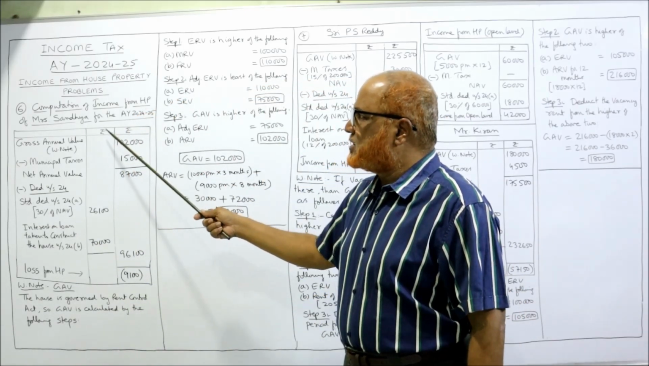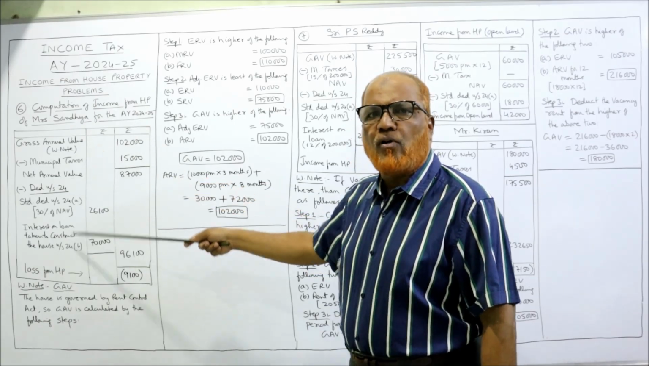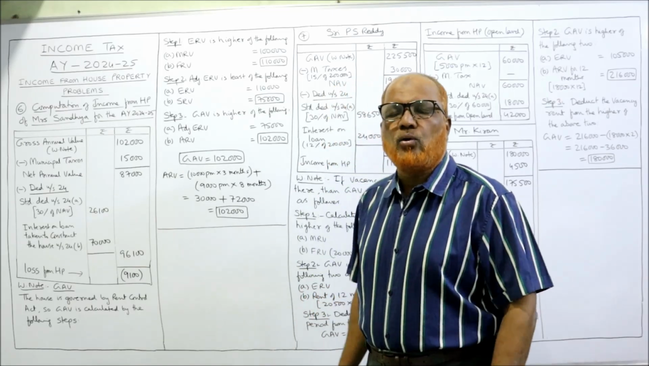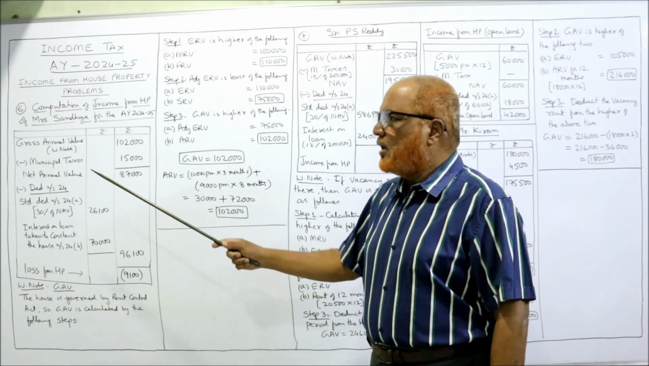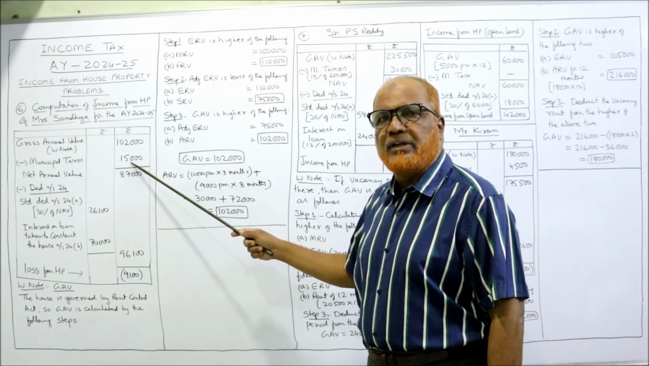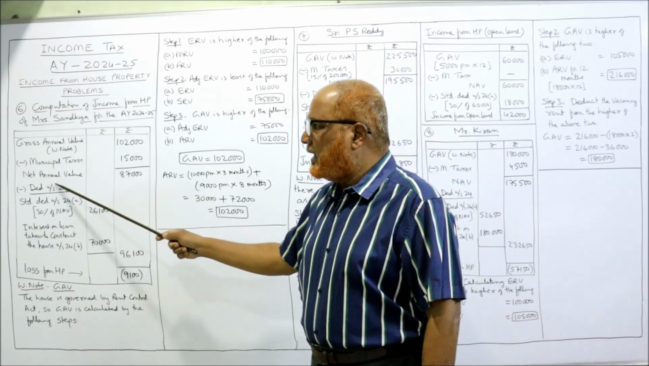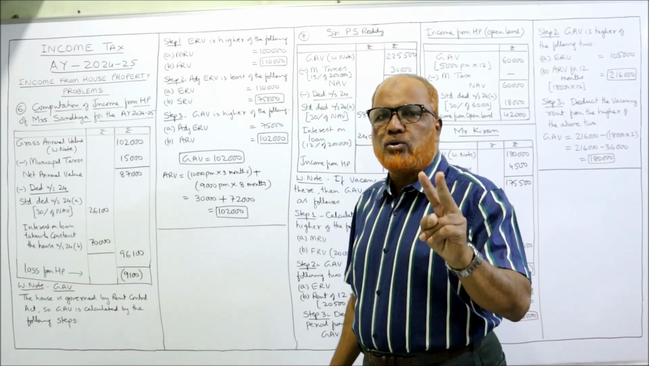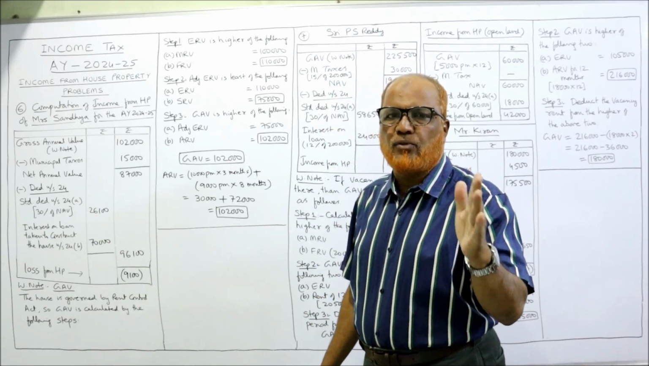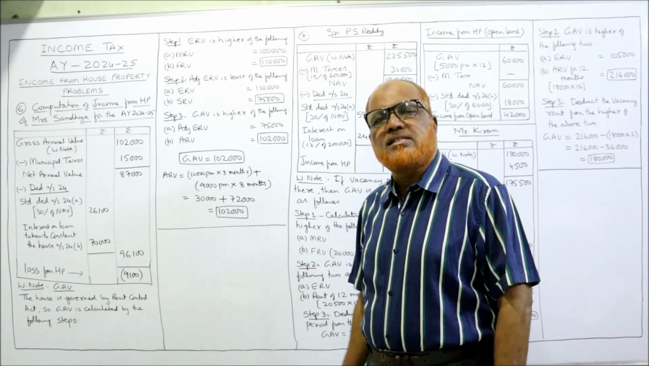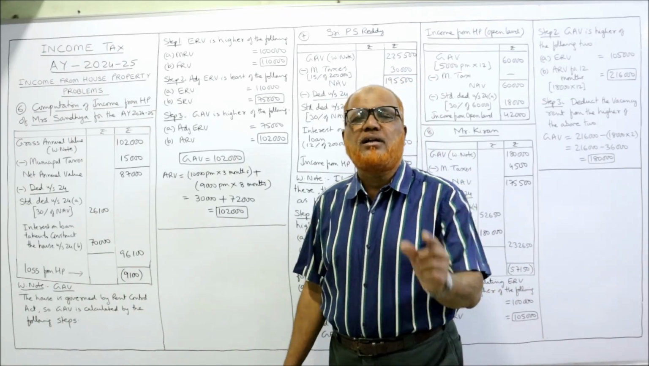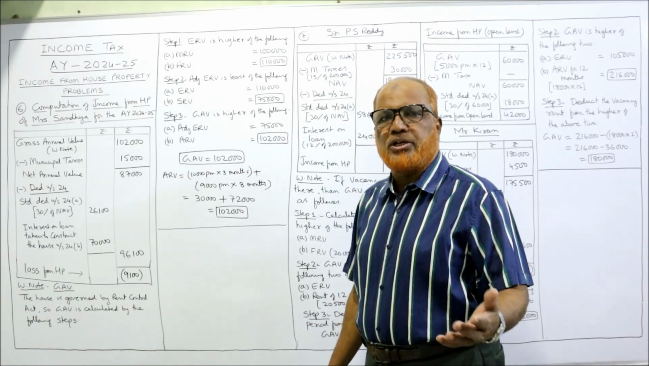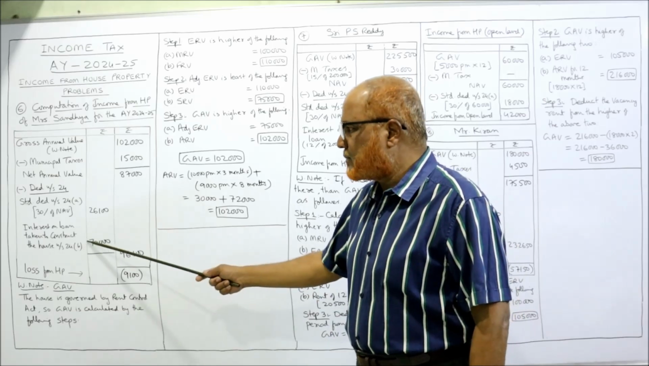Computation of income from house property of Mrs. Sandhya for the assessment year. First of all, the format as usual. First we'll start with gross annual value. In the working note we have to find out the GAV. Less: municipal taxes given in the problem, 15,000. Then we'll get the net annual value, NAV. Now deductions under section 24. Only 2 deductions are there, 24A and 24B. 24A, standard deduction, a compulsory deduction, 30% of NAV. And second, interest on loan taken to purchase, construct or repair the house.